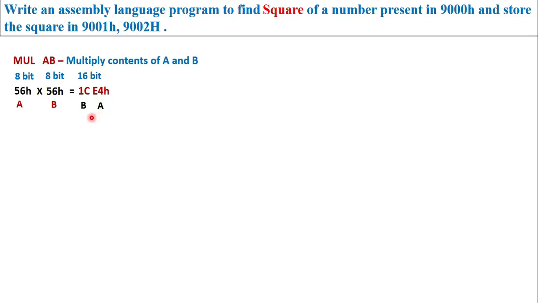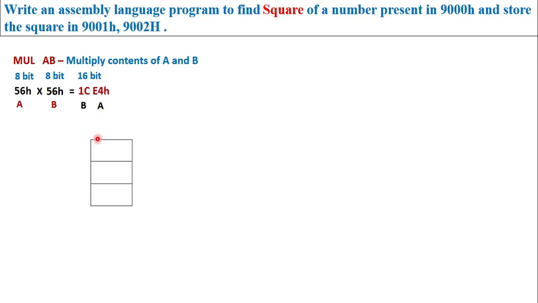So the rule for multiplication is the two operands to be multiplied should be in A and B registers, and after multiplication the result will be in B and A registers, that is higher byte in B and lower byte in A. So let's begin.